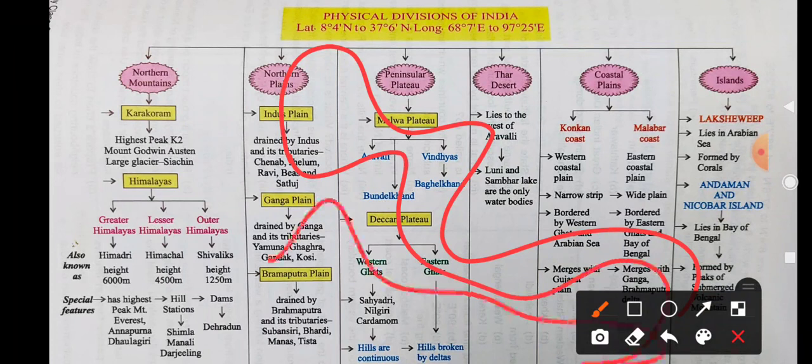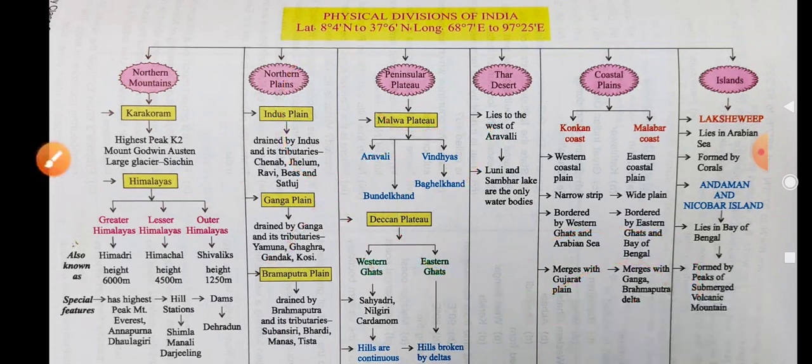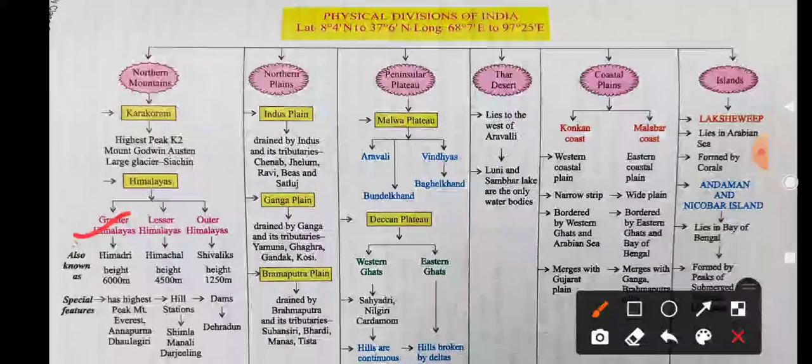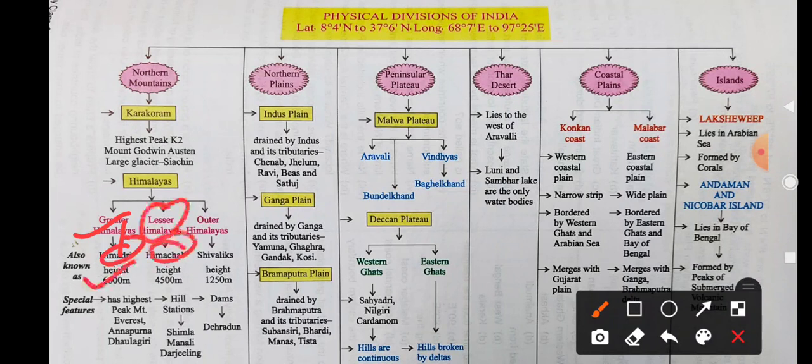According to height, the first one is the Greater Himalaya, which is generally called Himadri in the local language. The mountain range's height is 6,000 meters. The second one is the Lesser Himalaya, which is named Himachal, not Himachal Pradesh. Himachal is the general name, but it is generally called Lesser Himalaya, and their mountain range height is 4,500 meters.